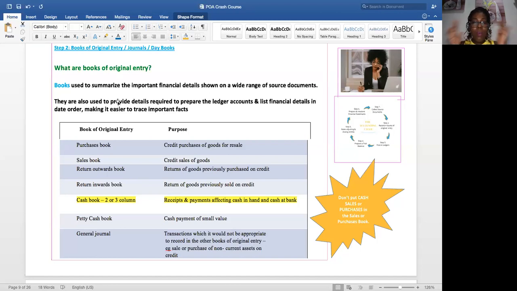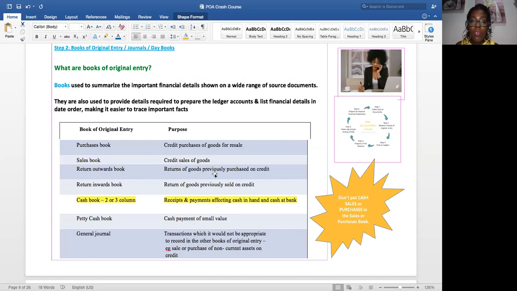It sounds really complicated, but it's just a book that I use to summarize all the different source documents and all the different sales and purchases, right? Books of original entry. We have the purchases book, which is used to record credit purchases of goods for resale. Goods for resale is the same thing as inventory or stock, because you buy inventory to resell, right? So it's goods for resale. You have a sales book that is used to record credit sales of goods.